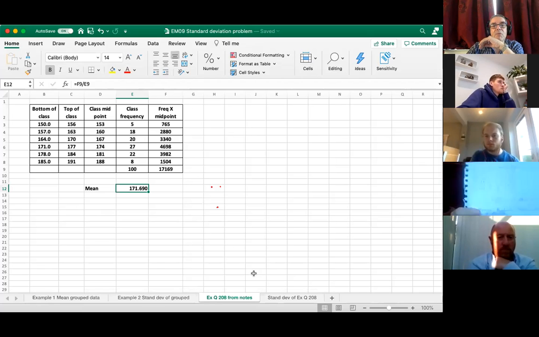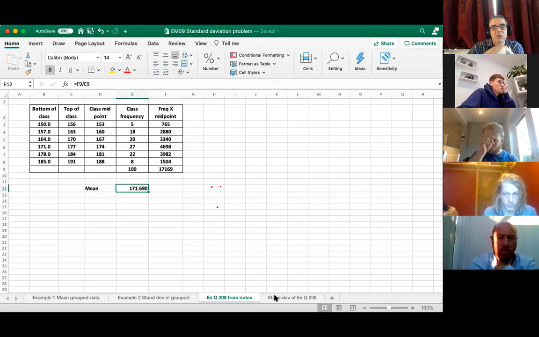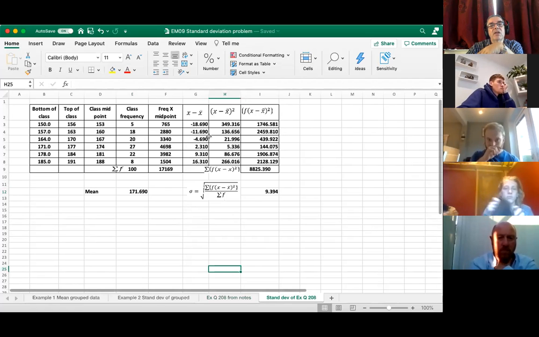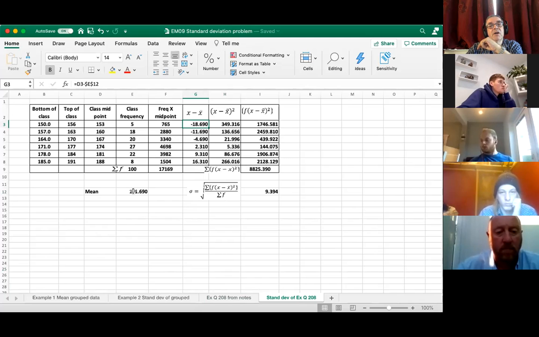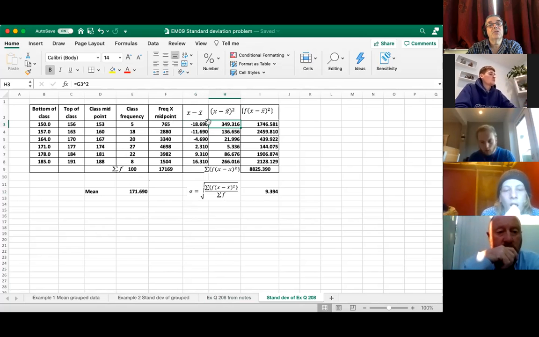And then when you want to add the standard deviation to the problem, which is the last problem in the notes this week, you've got the extra 3 columns added. So this column here is X minus X bar. Well, the mean is X bar. So in that column, we've got D3, which is the mid-class value, minus E12, which is the mean. And then in this column, we're going to square this G column. So it's just G3 raised to the power of 2.